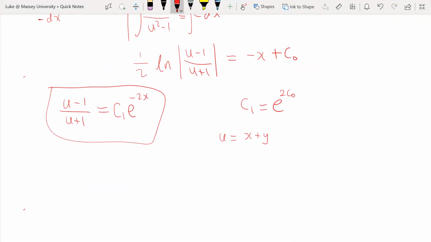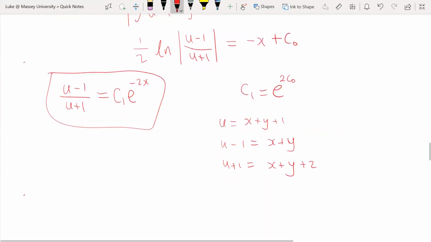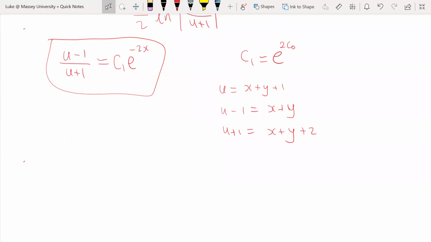Okay, so this is the solution in terms of u, but u is equal to x plus y plus 1. So u minus 1 is just equal to x plus y. U plus 1 is just equal to x plus y plus 2. So we can rewrite this differential equation in terms of y now. So x plus y over x plus y plus 2 equals c1 over e to the 2x.